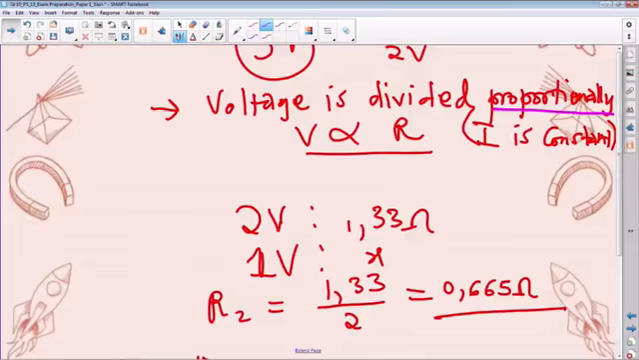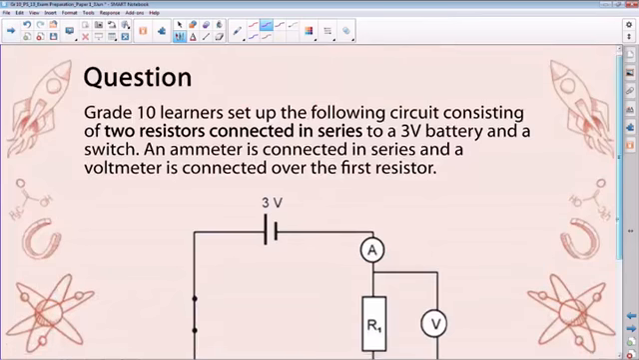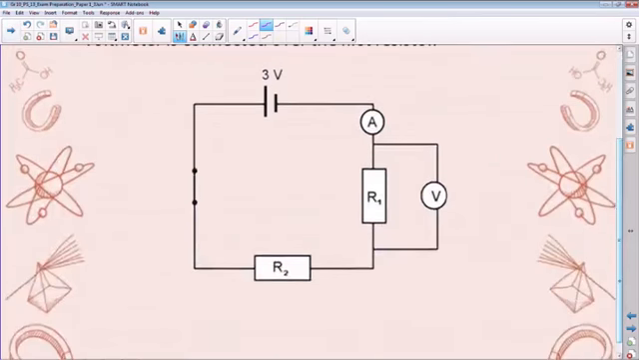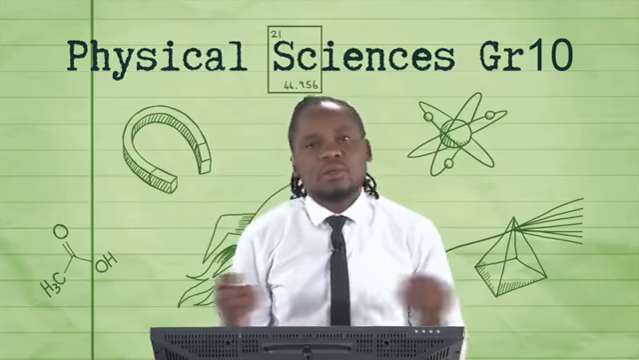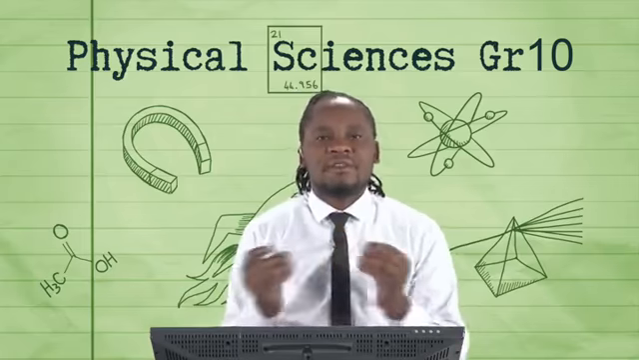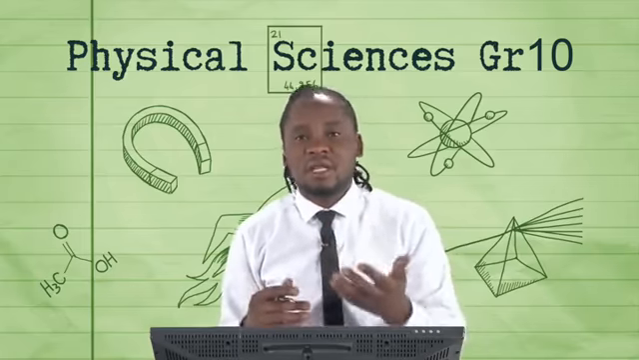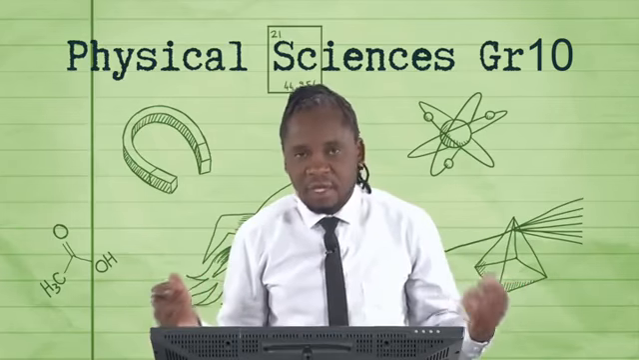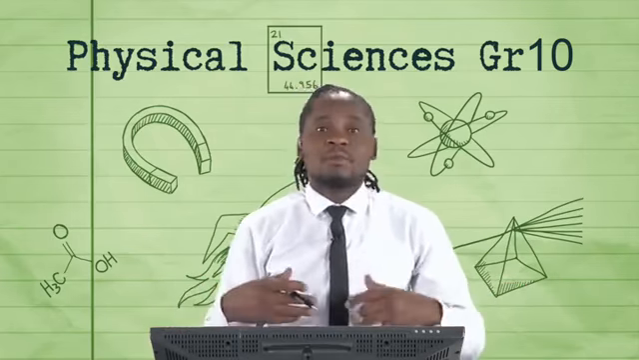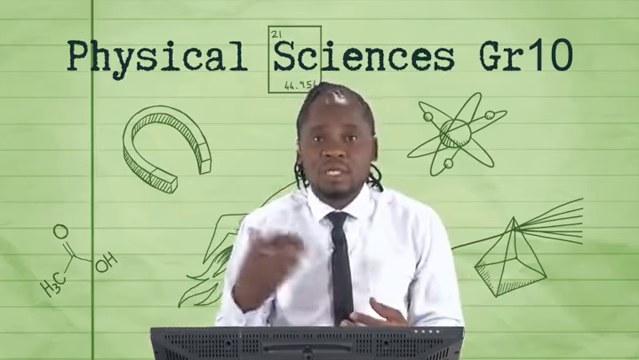Let's look at the next question. In this case, we're still in the same circuit, right? It says, how much energy is transferred through R2 in 5 minutes? Now, when we talk about energy, it has to do with work done. Let's remember that a resistor is an electrical component that transforms electrical energy into any other form. It could be a light bulb, which will transform electrical energy into heat. As energy transformation occurs, work is being done, right?